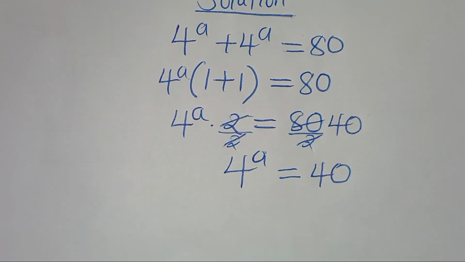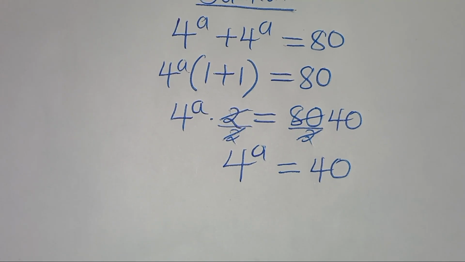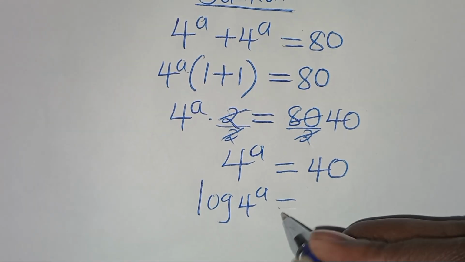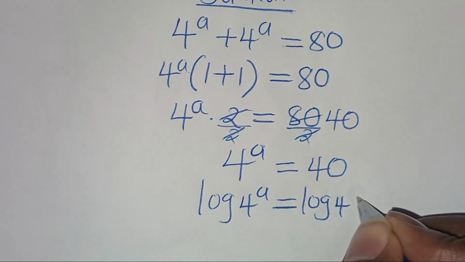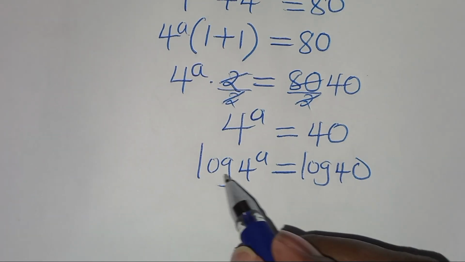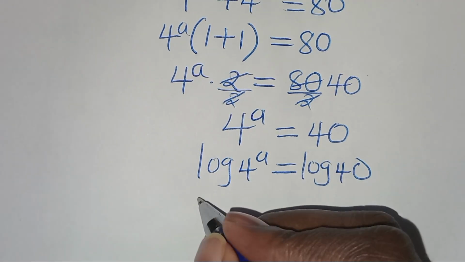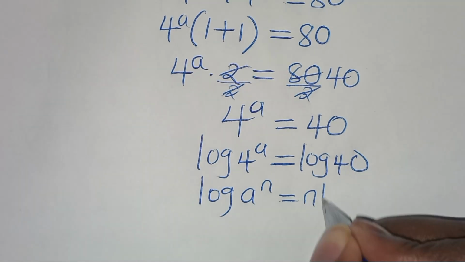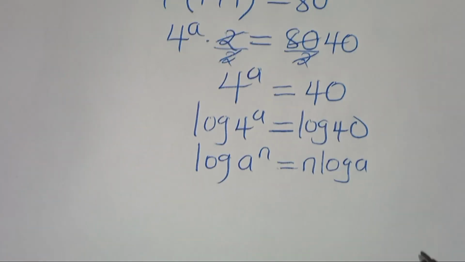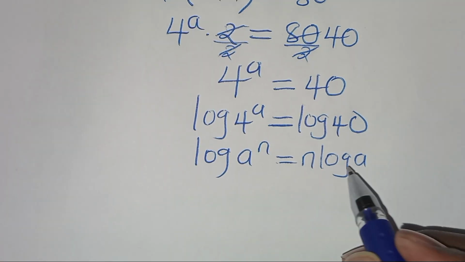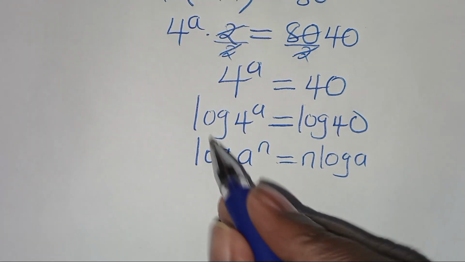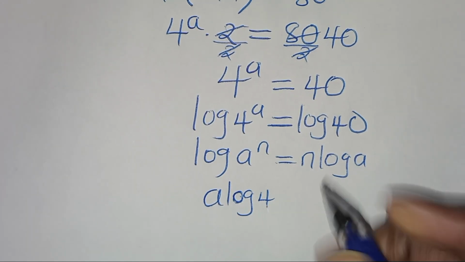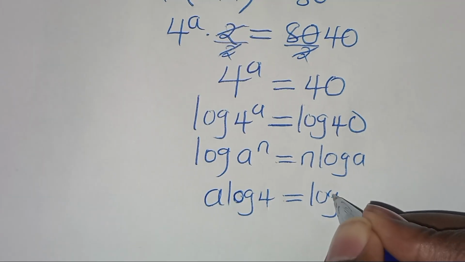To solve for a, we introduce logarithm on both sides so that we have log 4 to the power of a. This is equal to log 40. So this implies that log 4 to the power of a, this is in the form of log a to the power of n, which we can express as n log a. Applying this power rule property of logarithm, this implies that log 4 to the power of a becomes a log 4. This is equal to log 40.